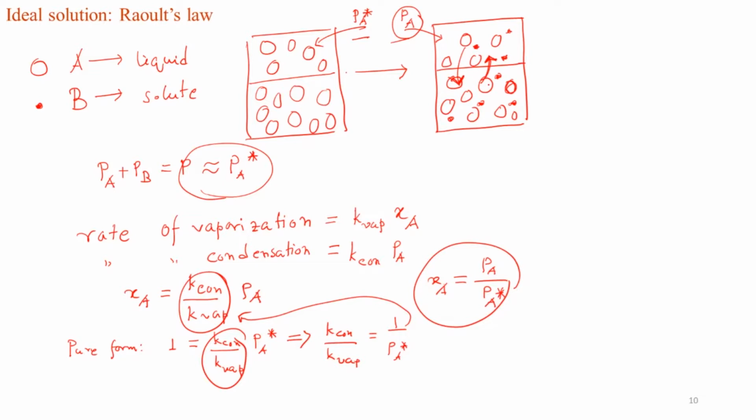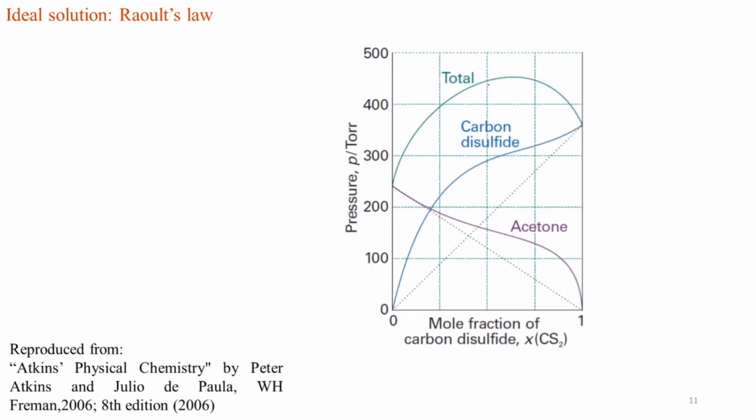Now let us have a look at how it looks in real life. If one plots the pressure versus the mole fraction of one component, in this case the plot is shown for acetone and carbon disulfide, and we are plotting the mole fraction of carbon disulfide, where both are in the liquid phase. So it's not a solute-solvent system, but a solution of two solvents. At zero concentration of carbon disulfide, when we have pure acetone, we have some pressure which corresponds to Pa star of acetone.